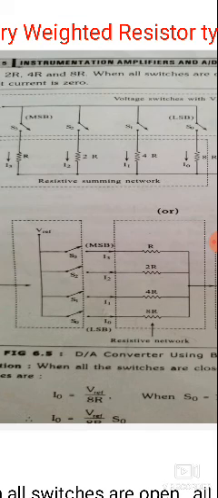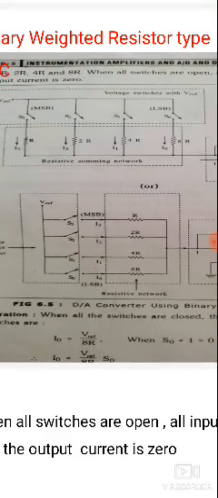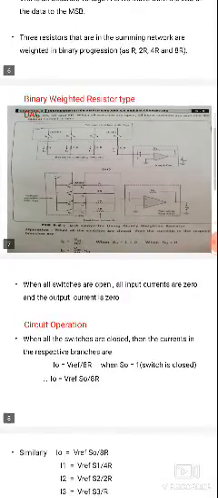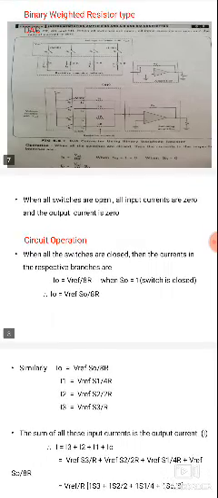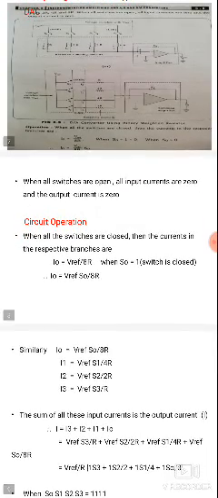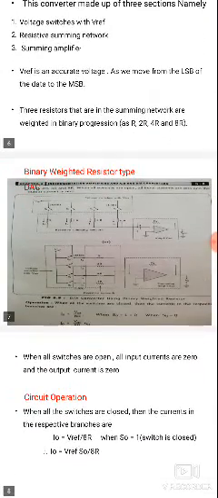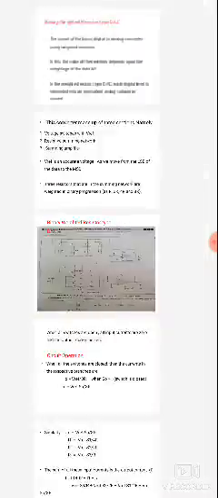So the first switch is S0. Whenever S0 is closed, the current passing through the circuit is I0. The I0 depends on the 8R resistance, the binary weighted resistor. So the resistance values increase; here we are giving the resistive summing networks R, 2R, 4R, 8R, 16R. These are the resistive summing networks.